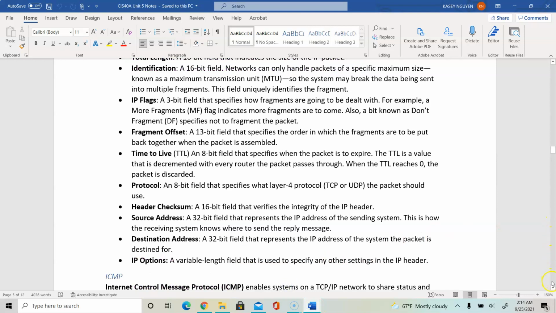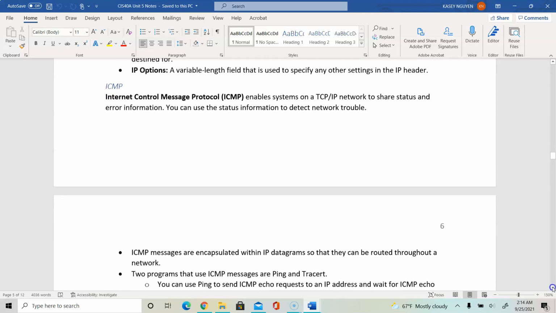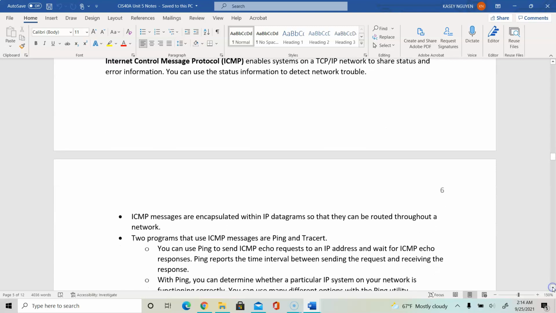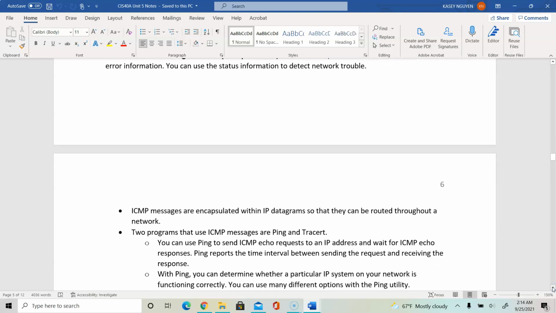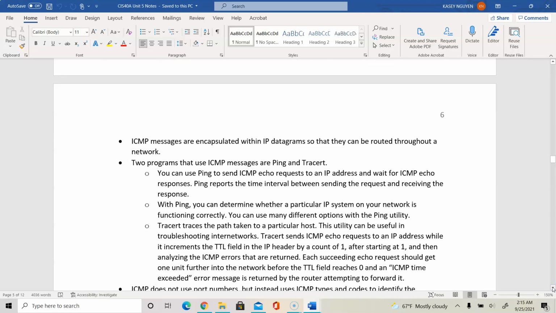For our next section, we're going to talk about ICMP. ICMP is the Internet Control Message Protocol. This is a way that the network can share status and error information. It is used to troubleshoot or detect network systems. ICMP messages are encapsulated within IP datagrams, so they can be routed within the network and outside of the network. There are two programs that use ICMP, which are ping and traceroute.